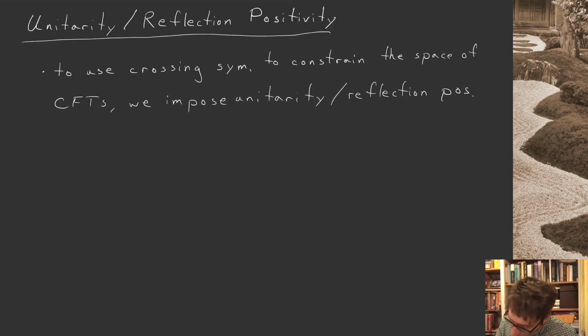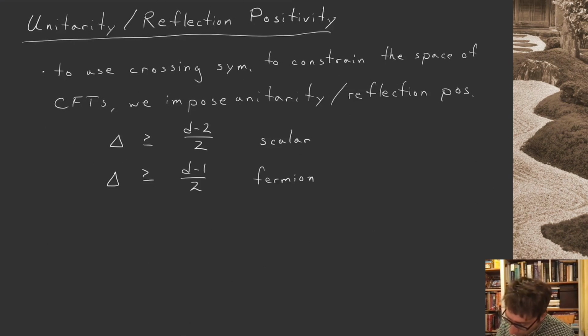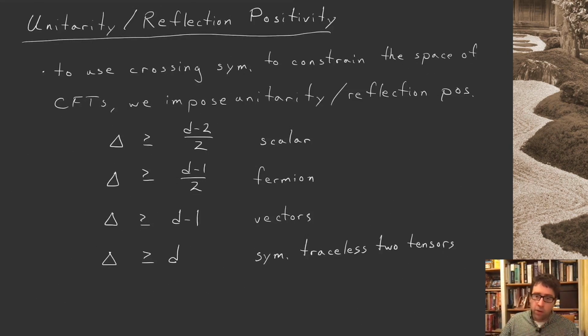In particular, we learn that for scalar operators, the dimension has to be greater than or equal to (d-2)/2. For fermions, the dimension has to be greater than or equal to (d-1)/2. For vectors, it has to be greater than or equal to d-1. D here is the space-time dimension. And for symmetric traceless 2 tensors, it has to be greater than or equal to d. So the stress tensor would be an example here. And there are similar constraints for all the different possible representations of the Lorentz group.